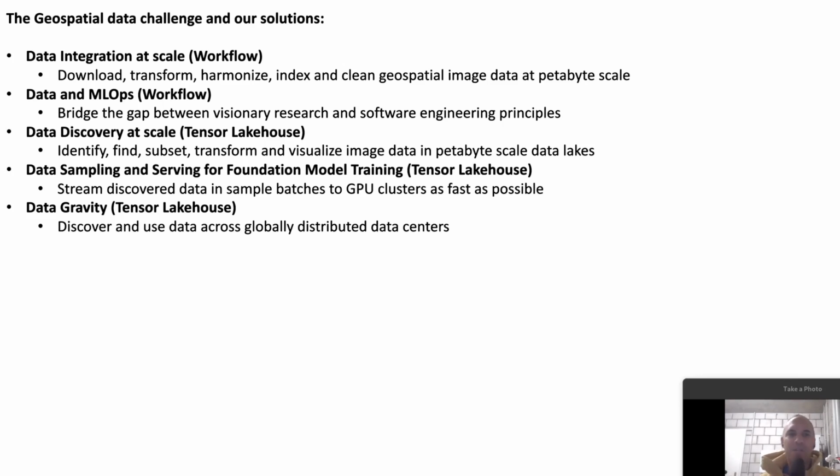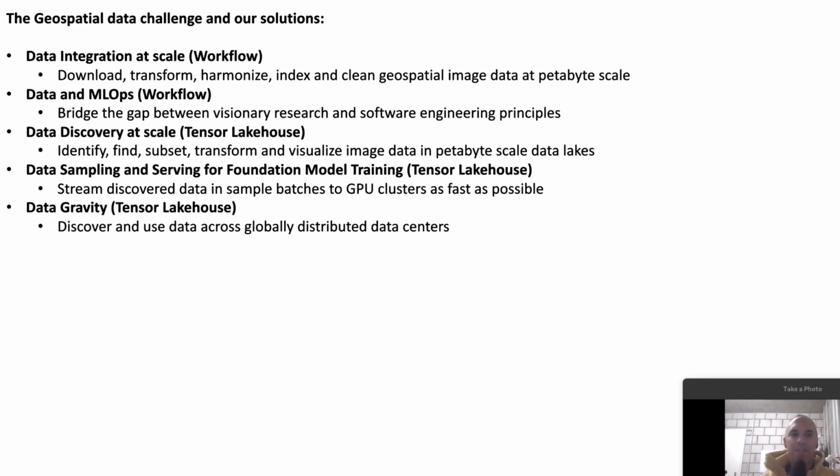So that's our TensorLakeHouse. It's actually accepted for IEEE Big Data, taking place in December 2023. And there we are actually allowed to identify, find and subset, transform and visualize image data at petabyte scale residing in different federated data lakes. And then we have data sampling and serving for foundation model training.